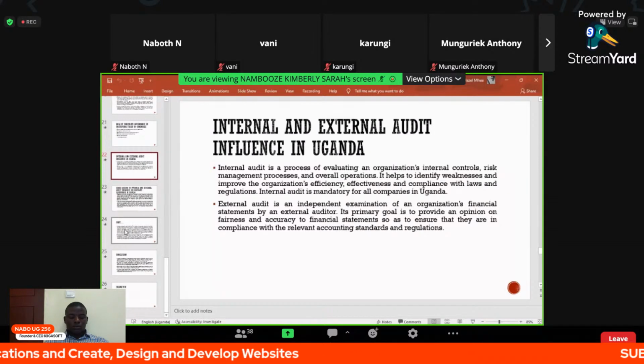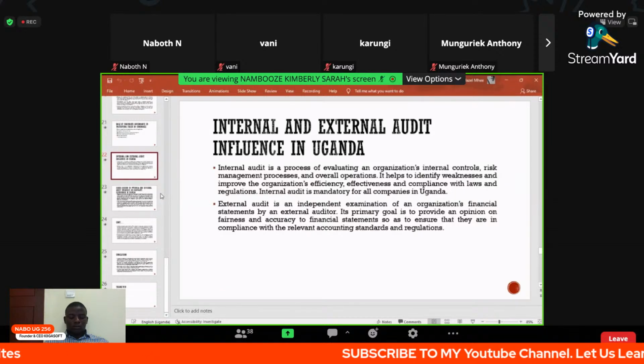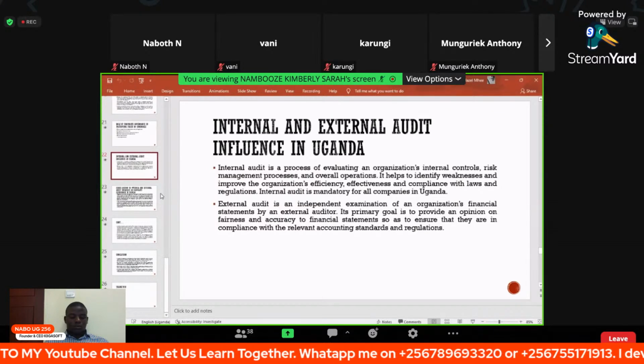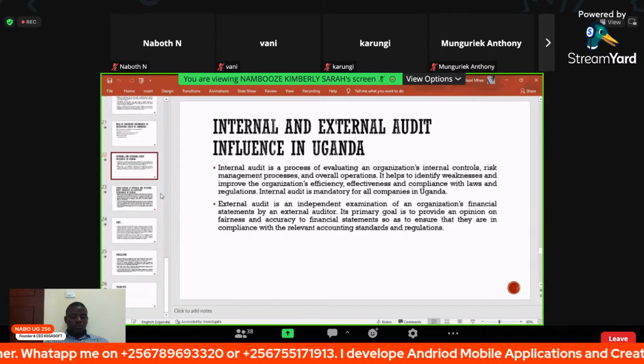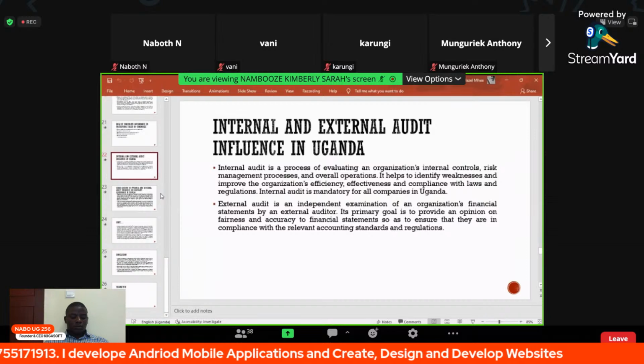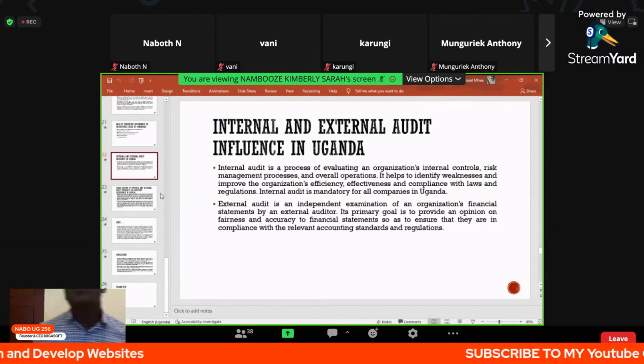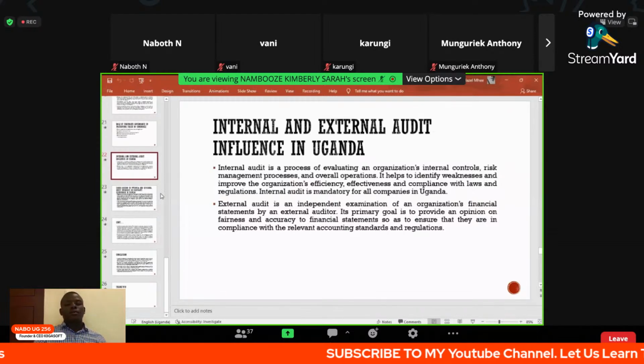So, due to my friend Shadi not being around, I'm going to talk about the internal and external audit influence in Uganda. Internal audit refers to the process of evaluating an organization's internal controls, risk management processes, and overall operations. It helps to identify weaknesses and improve the organization's efficiency, effectiveness, and compliance with laws and regulations. Internal audit is mandatory for all companies in Uganda.